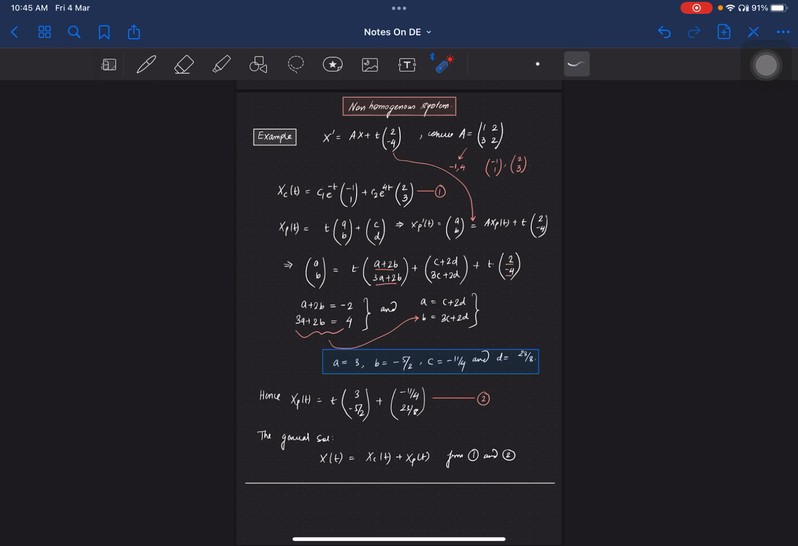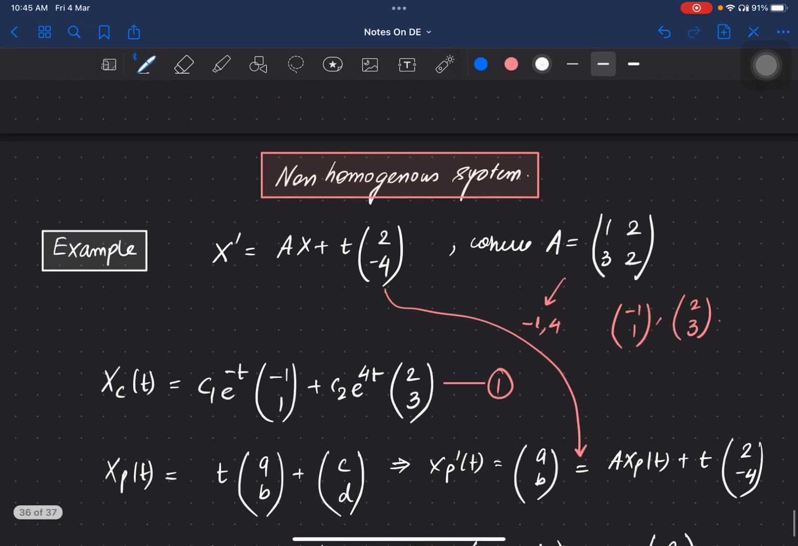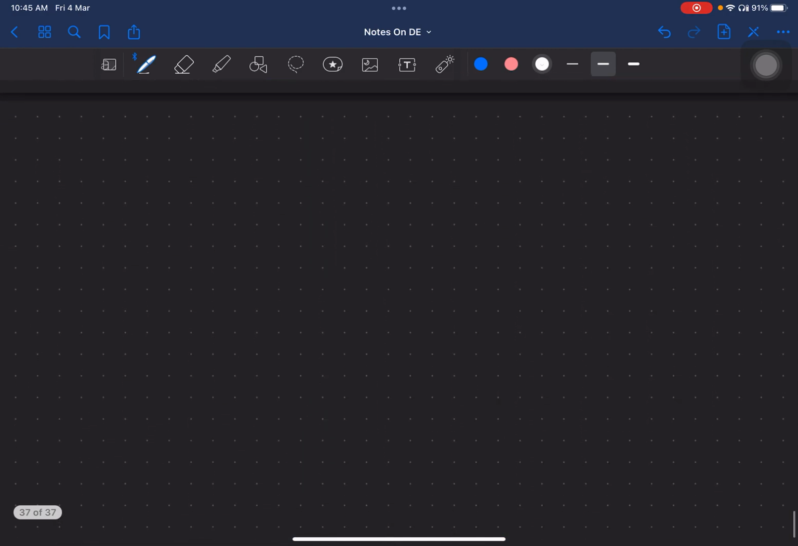Okay. So now the next technique is the variation of parameters. So maybe I will write it down here. Undetermined coefficients. This is undetermined coefficients. So the next example will use variation of parameters.